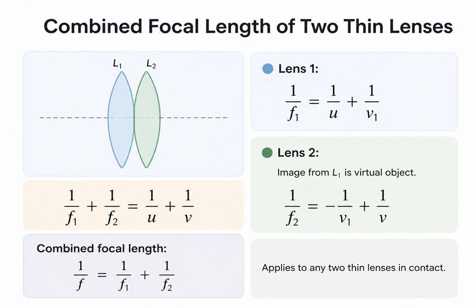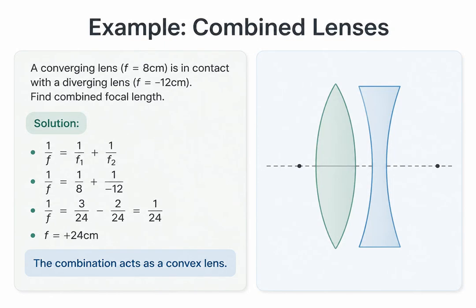For example, if we combine a converging lens with an 8 centimeter focal length and a diverging lens with a negative 12 centimeter focal length, we simply add their reciprocals. 1/8 minus 1/12 equals 1/24. The combined focal length is positive 24 centimeters, meaning the pair behaves as a single, weaker converging lens.